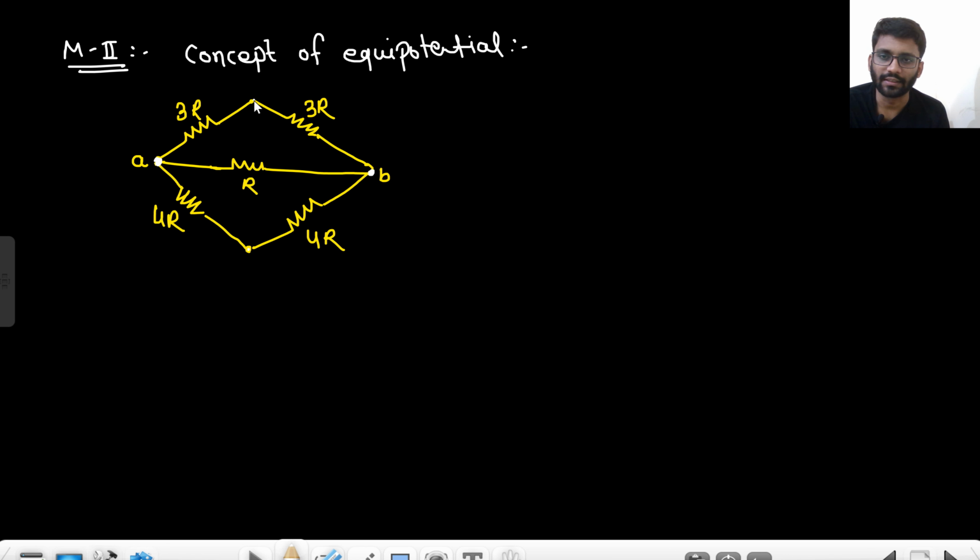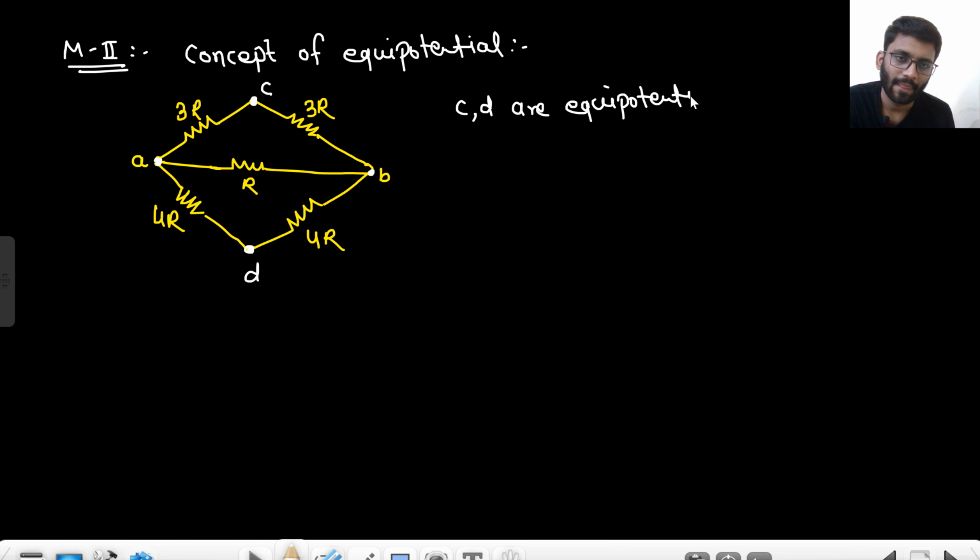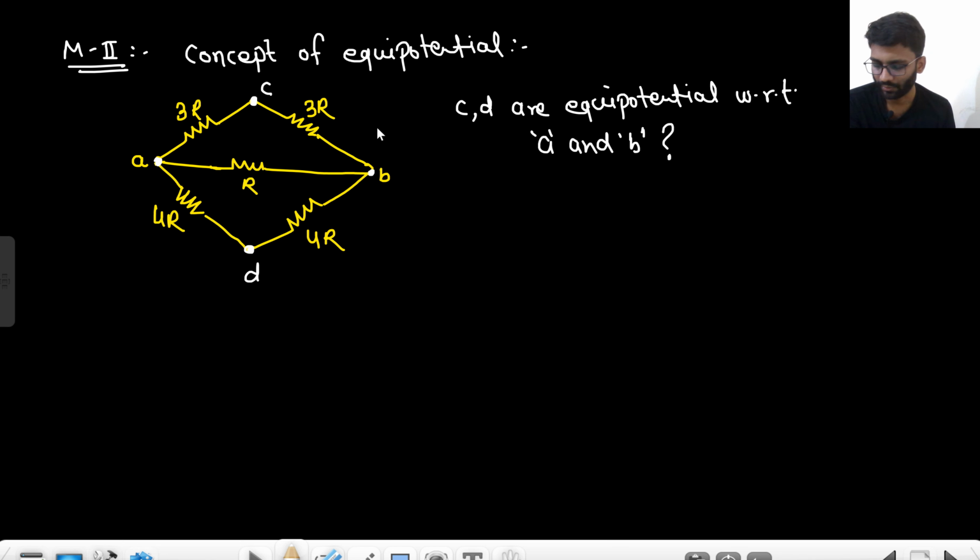So let's consider this point C and this point D. I need to check whether C and D are equipotential with respect to A and B. This I need to check.